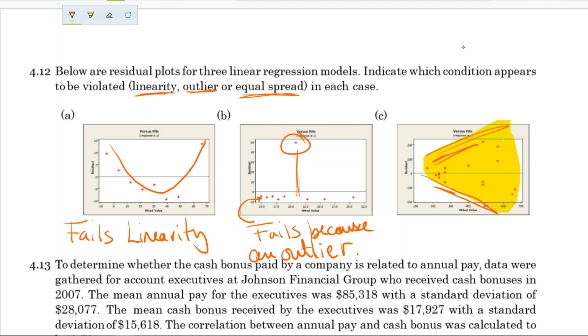Now this is bad, because that means it starts out really accurate, my error is really low, my residuals are very small, and then they just keep getting bigger and bigger, which means my model gets worse over time. So clearly something has gone awry here. This one is bad because it fails equal spread. It has a cone pattern.